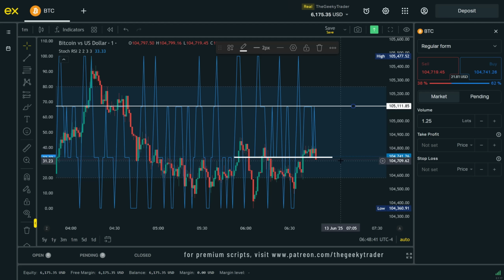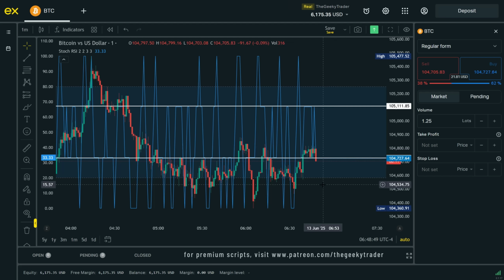Now, look a little further along the chart. You'll notice another area where the Stochastic RSI is lined up horizontally. Perfect. This is our second key level. Just draw another line here. We've now marked our key support and resistance zones. These are the areas where price is most likely to react and where we'll look for trade opportunities.